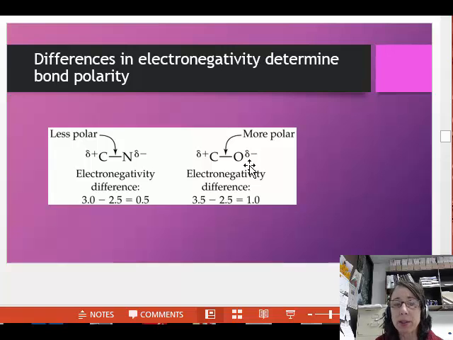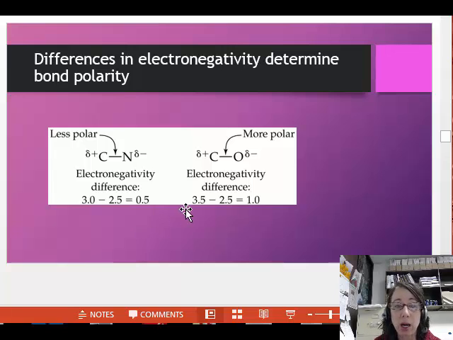We can also rank the separation of charge in the bond, or bond polarity, based on the difference in electronegativity values. To determine the difference in electronegativity, we always subtract the lower value from the higher value. When we consider the polarity of the carbon-nitrogen bond, the difference in electronegativity between carbon and nitrogen atom is 3.0 minus 2.5, which results in 0.5.